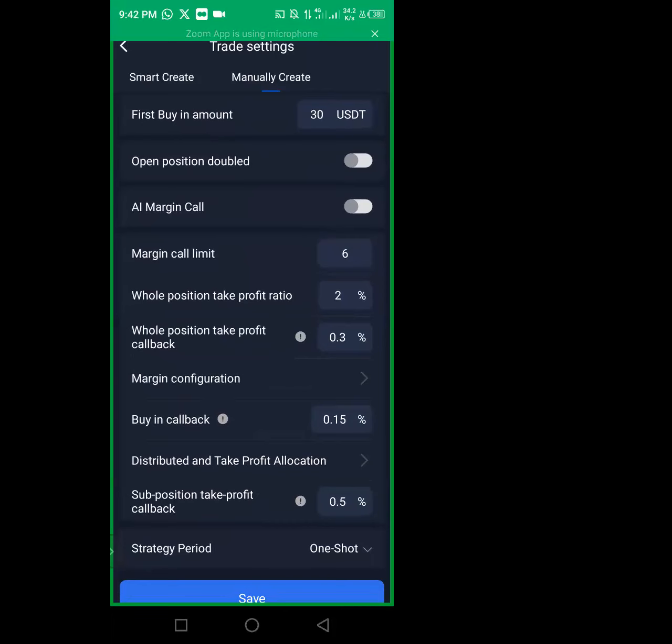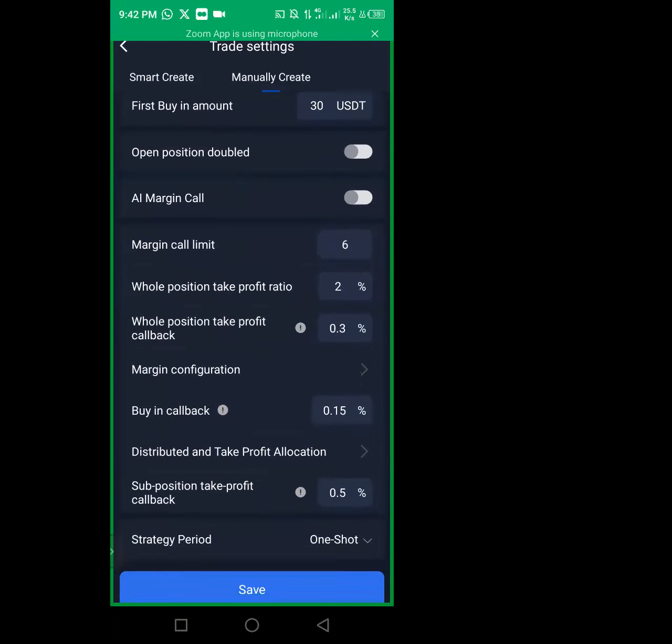Remember, in government, if they give allocation, they are giving it individually. Okay, this is your allocation. This is your allocation. This is how you allocate the take profit percentage for each margin call, starting from the fifth.